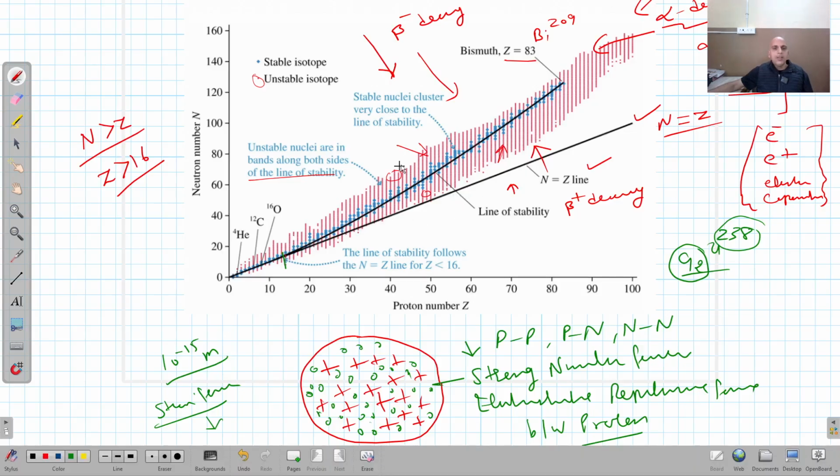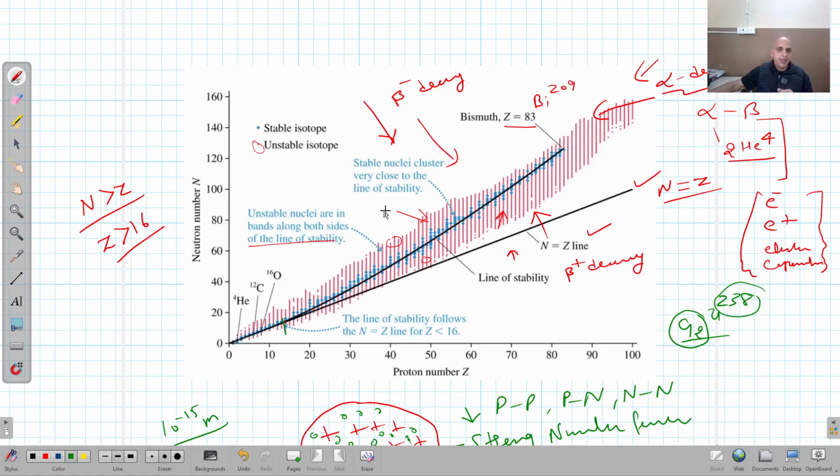So this is about the nuclear stability graph that we have discussed here.